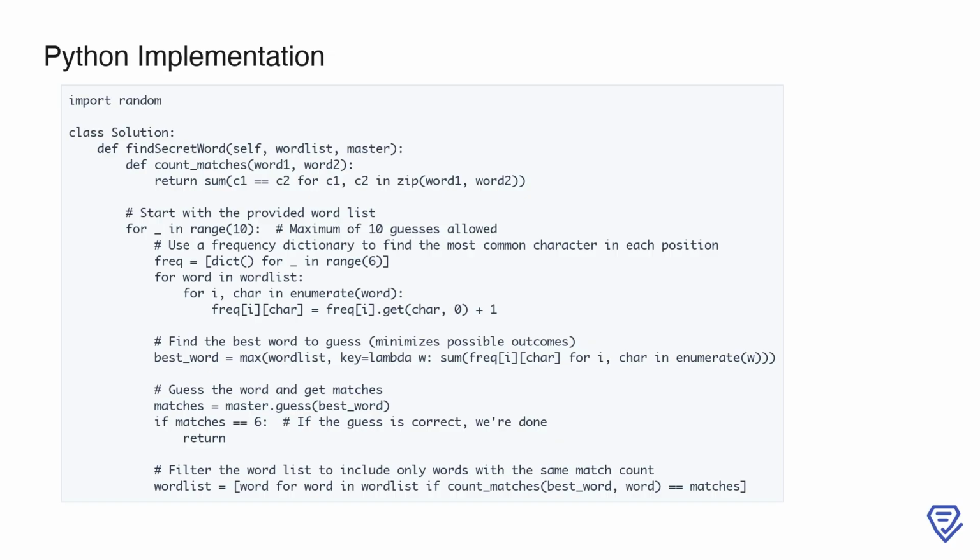If not, the word list is filtered to include only the words that have the same match count with the guessed word. This ensures that the remaining candidates are consistent with the feedback received. By iteratively narrowing down the word list and using the frequency-based heuristic to select the most informative guesses, the algorithm efficiently converges on the secret word while adhering to the maximum of 10 guesses allowed.